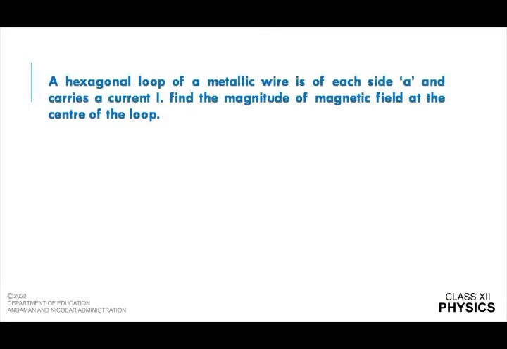Let us get into our next question. The question says, a hexagonal loop of a metallic wire, each side A, carries a current I. Find the magnitude of the magnetic field at the center of the loop.